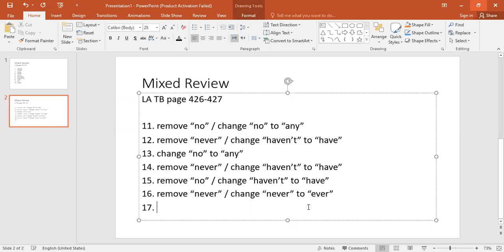Can you try to do number 17? The weather hasn't never been this warm before. I think we remove "never". Okay, very good. So we can remove "never", or which word can we change from negative to positive? "Hasn't" to "has". Very good. Remove "never" or change "hasn't" to "has". So the weather has never been this warm before, or the weather hasn't been this warm before. Either is correct.